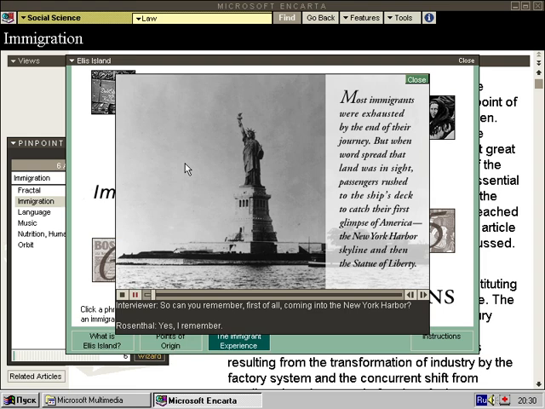So can you remember, first of all, coming into the New York Harbor? Yes. What was that like? It was beautiful. We were so elated. We were so happy. We stood all by the rail, and we were blessing America that we could get there. It wasn't an easy trip, and it wasn't a light trip.